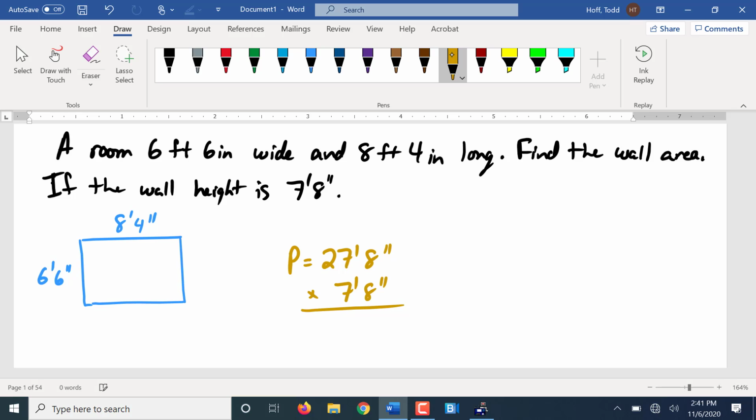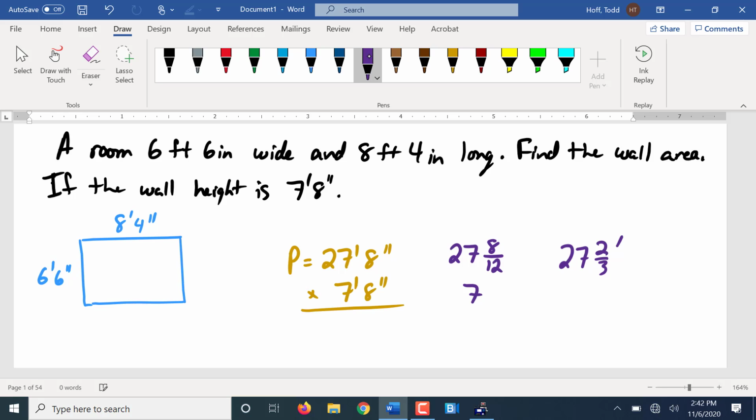Now, if you remember when we were talking about multiplying measurements, we don't like to multiply with dual measurements. Since we want it in square feet, we have to express these all in feet. So 27'8", how would we express that all as feet? Well, 27 isn't going to change. How do we turn 8 inches into feet? It's divided by 12, yes, 8/12, or 2/3 if you want to reduce it. So that's 27 2/3 feet.